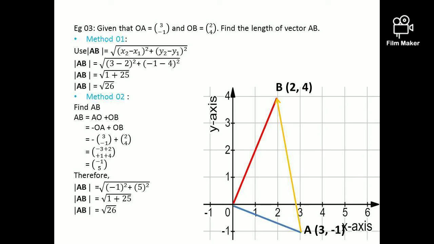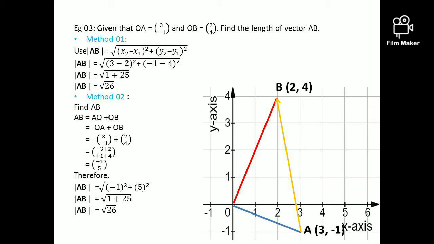Let's try to work out this example. The question is, given that OA is (3, -1) and OB is (2, 4), find the length of vector AB. We can use two methods to find this answer. I will use a simple formula, the length between two points.